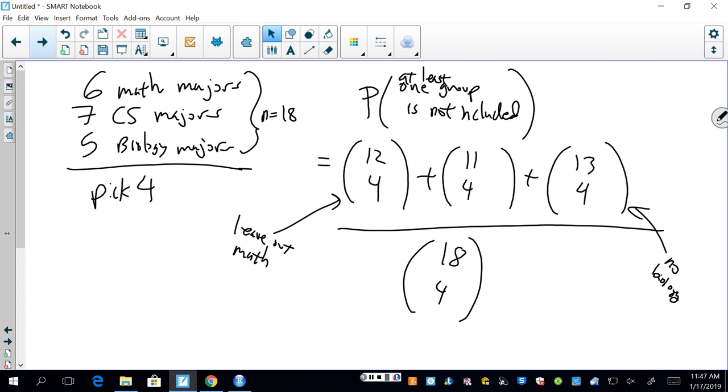If you want exactly one group not selected, you can cancel the cases where you only choose one group, like 7 pick 4 or 5 pick 4. So the book mentions something called an exclusion. Sometimes you count something that's a little bit bigger, and the thing that we could subtract is the number of ways that you get only one group. So 6 choose 4, plus 7 choose 4, plus 5 choose 4 is the number of ways of only getting math, only getting CS, only getting biology. If you subtracted that out, then it would get down to exactly 2.